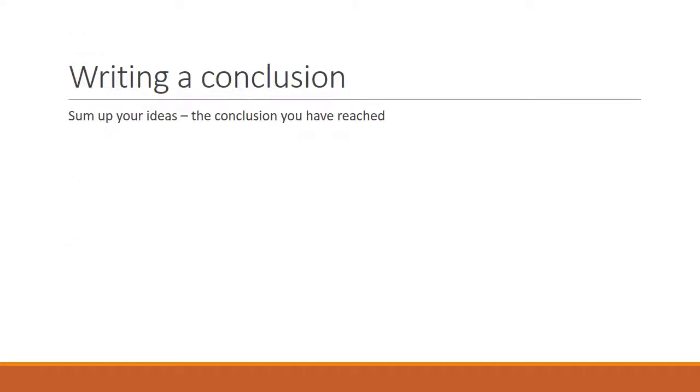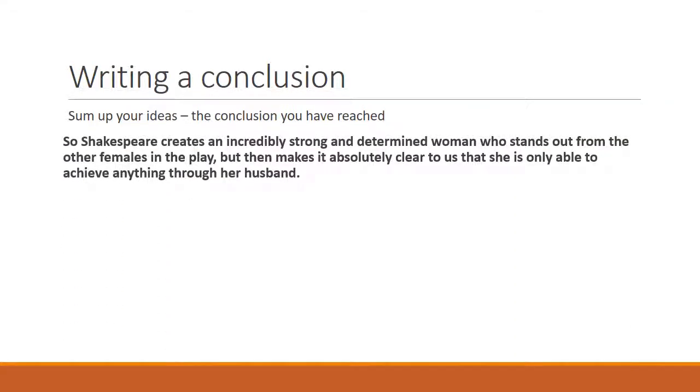Think about writing a conclusion at the end, because that often is a problem for people. First of all, what's a conclusion for? It's to sum up your ideas, to tell the conclusion that you've reached. Your argument was setting up what you think. Your conclusion is where you've got to by the end. For example, with the Macbeth one here. So, Shakespeare creates an incredibly strong and determined woman who stands out from the other females in the play, but then makes it absolutely clear to us that she's only able to achieve anything through her husband.